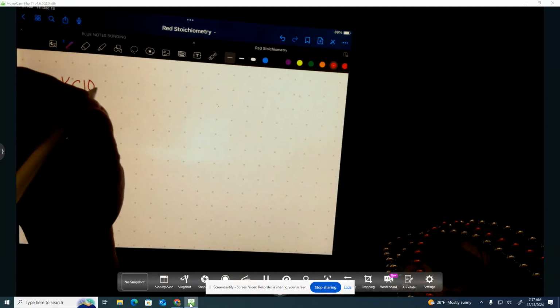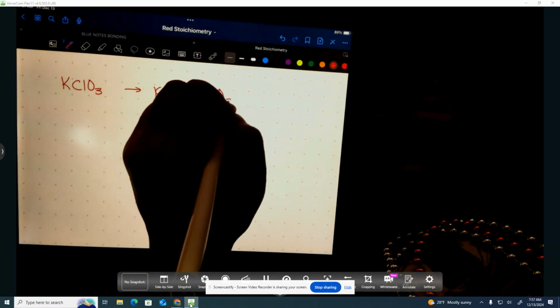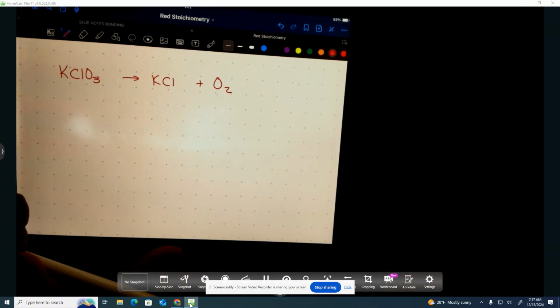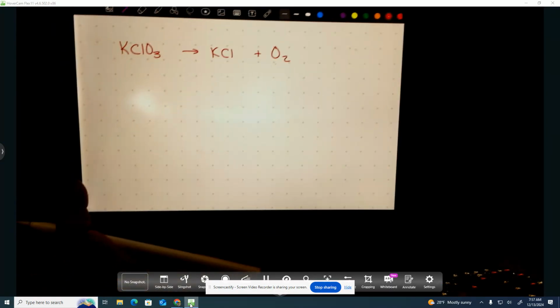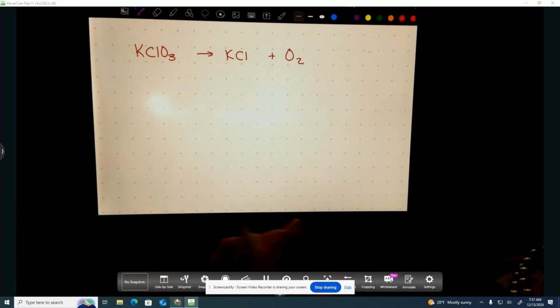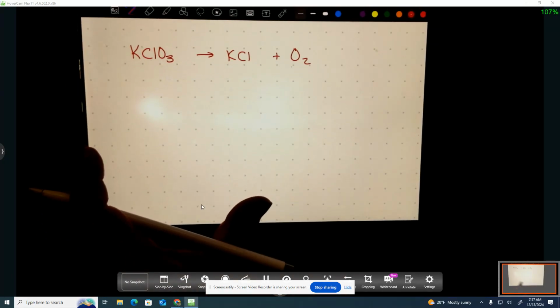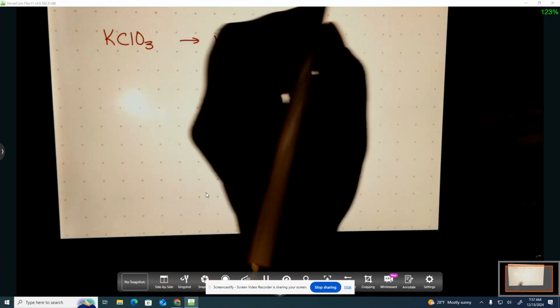It says KClO3 yields KCl and O2. Okay. So the law of conservation says whatever I have on one side, the reactant side, I have to have on the product side. Does this equation obey the law of conservation as it's written? No. So let's go ahead and fix that.